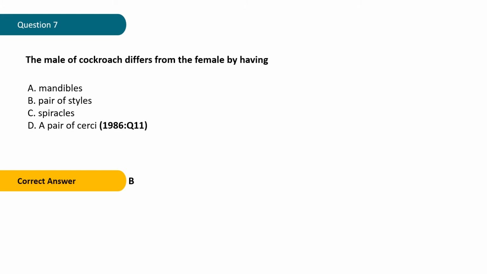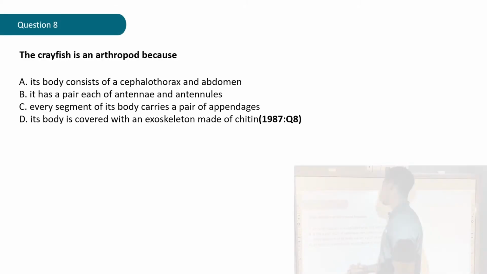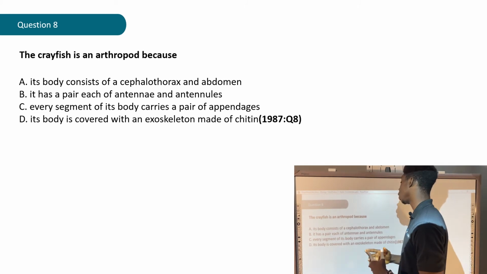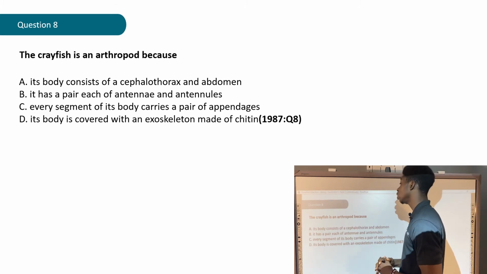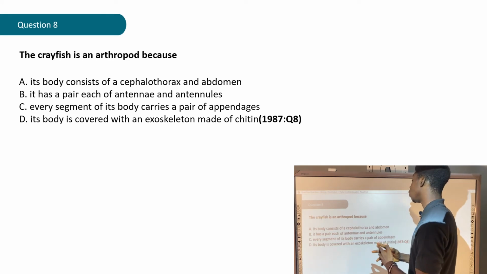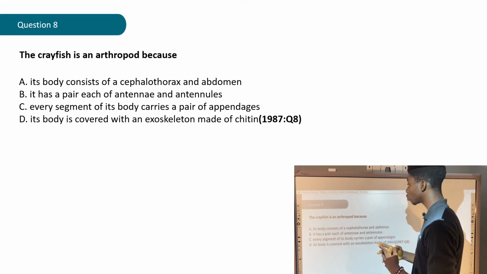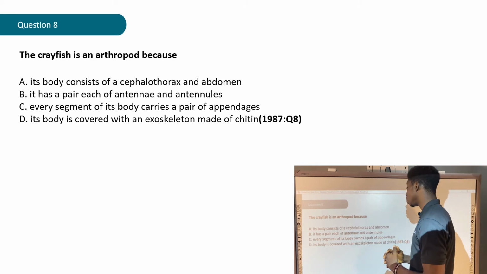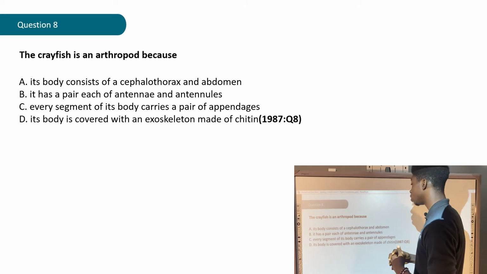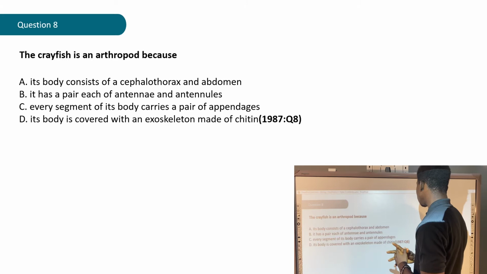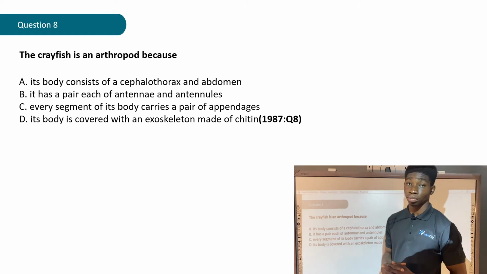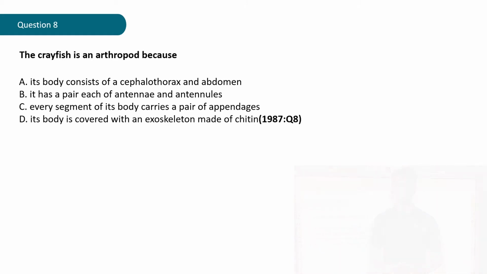Question 8. The crayfish is an arthropod because A, its body consists of a cephalothorax and abdomen. B, it has a pair of each of antennae and antennules. C, every segment of its body carries a pair of appendages. D, its body is covered with an exoskeleton made of chitin. That question is gotten from the year 1987, question 8. Why not give that a try?